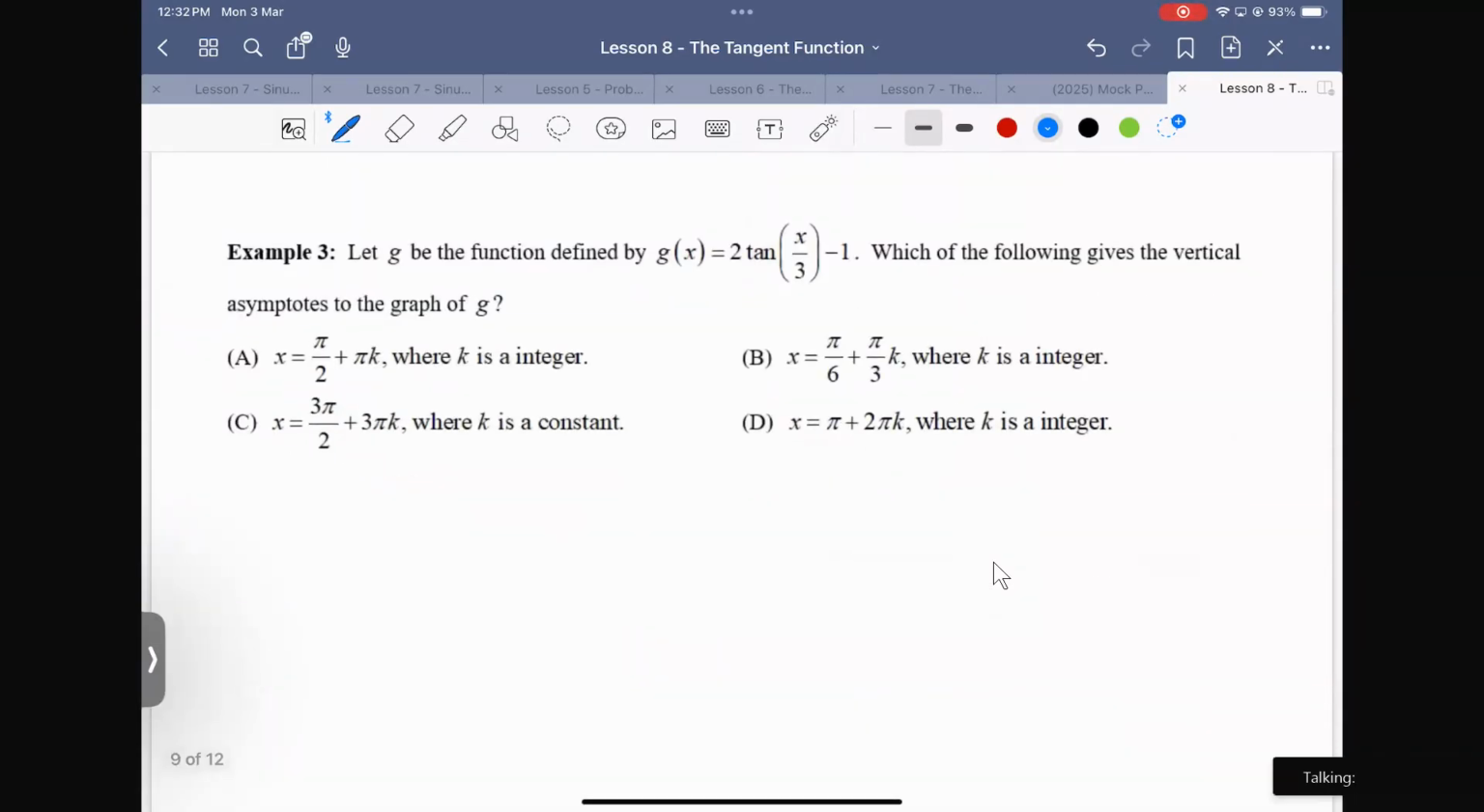All right, have a go at this one. Try and find out what the answer is. Exam style question.